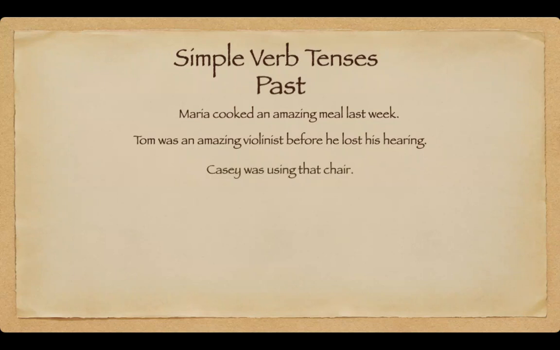In this sentence, Casey was using that chair. The past tense helping verb was joins the action verb using to form what we call the main verb, was using.